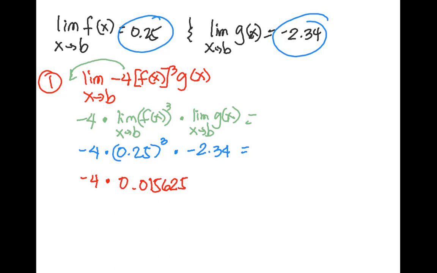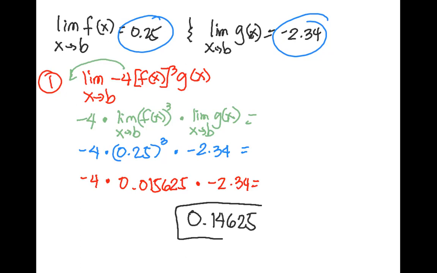0.015625 multiplied by negative 2.34. So let's multiply all of them. Negative 4 times 0.015625 times negative 2.34 is equal to, the answer is 0.14625, or let us round off this one to the hundredths place.